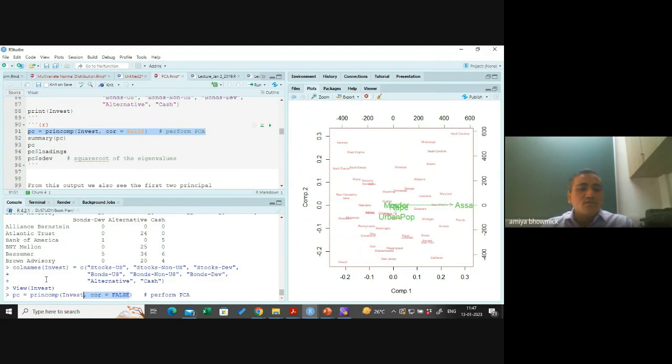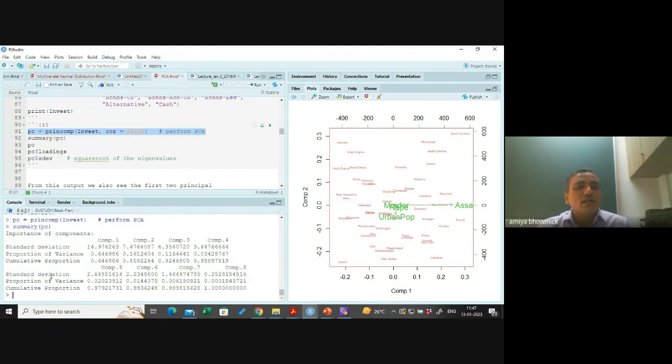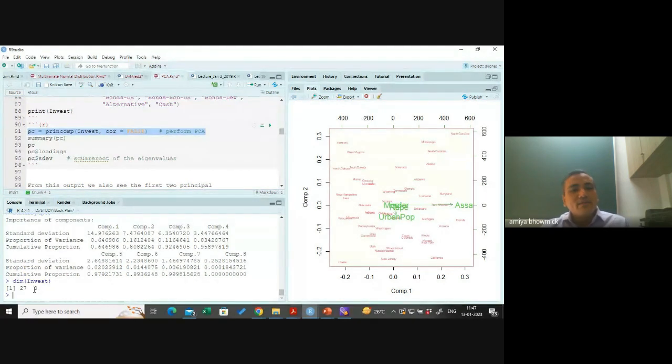Okay, so you get a summary of this principal component analysis. As you see, this talks about the importance of the components. These are component one, and there will be 8 components, right? And what is the dimension of the data? Dimension of invest is 8, so there are 8 variables. It has given you 8 components.